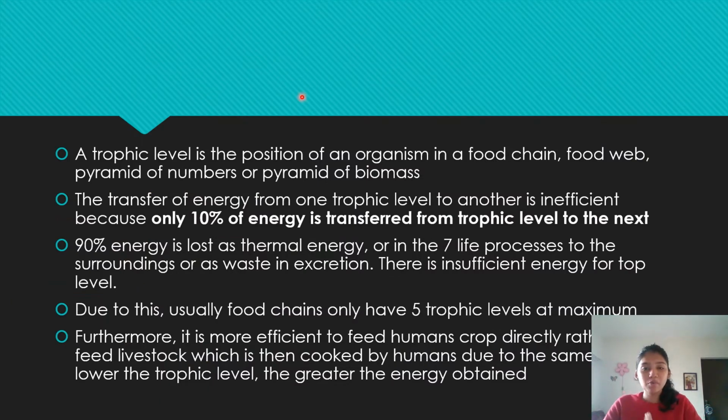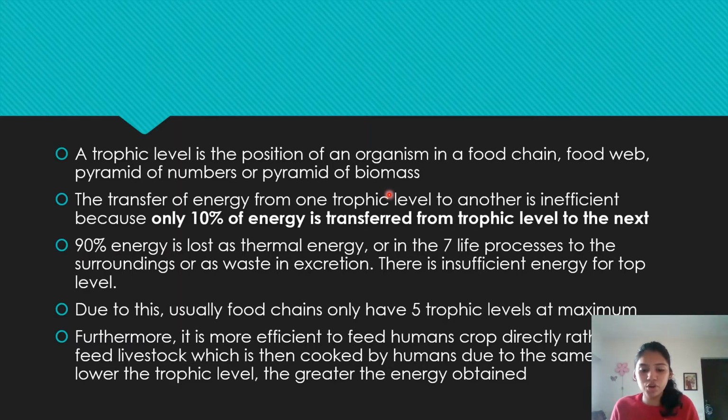Okay, now remember I just spoke to you about the different levels, like the number of organisms consumed at each level or the amount of energy present in each level. So this level is called a trophic level. Okay, you can see here. It is basically the position of an organism in a food chain, a food web, which is an interconnected series of food chains, or a pyramid of numbers or pyramid of biomass.